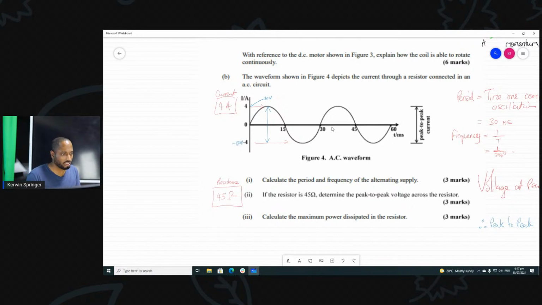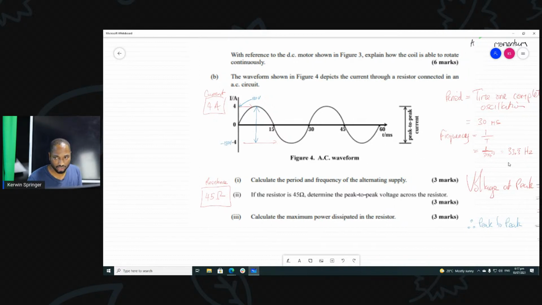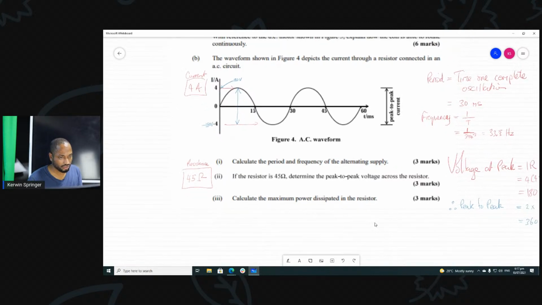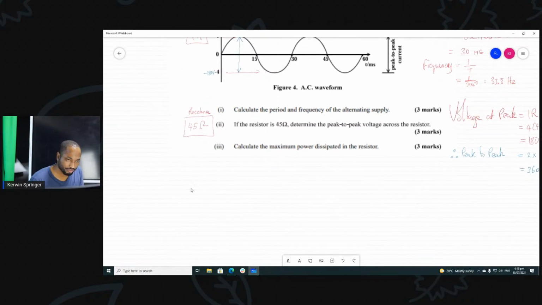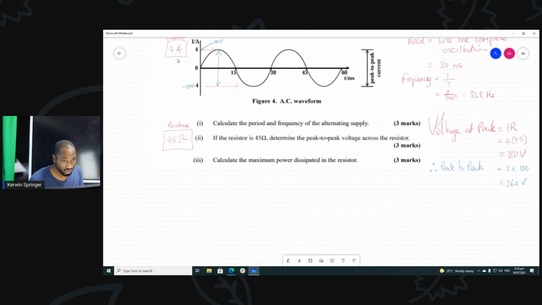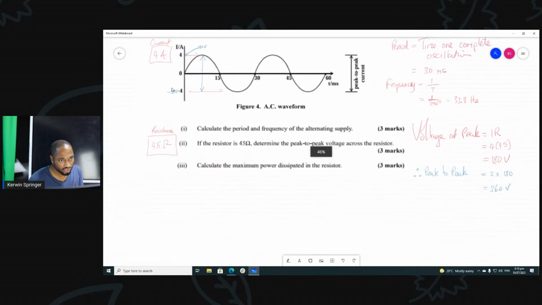How many times will this be going? 30 milliseconds, not 33 seconds. 33.3 recurring hertz, right? Or 33.3 hertz to 1 decimal place. Lovely. Calculate the maximum power dissipated in the resistor. So how do you find the maximum power? Using that peak-to-peak voltage.